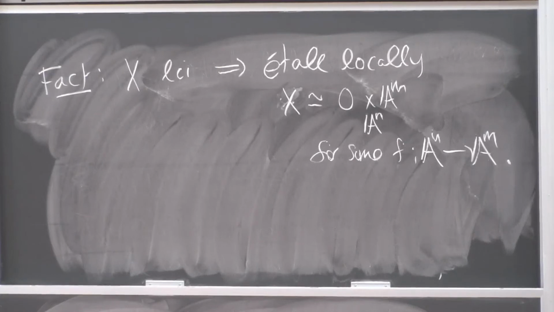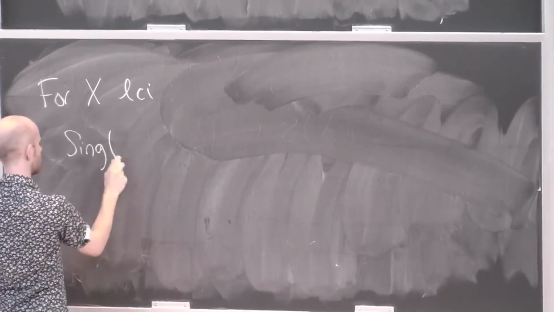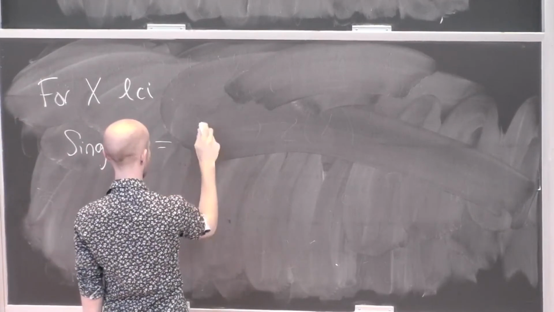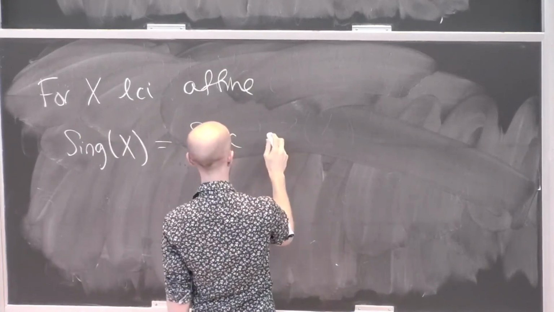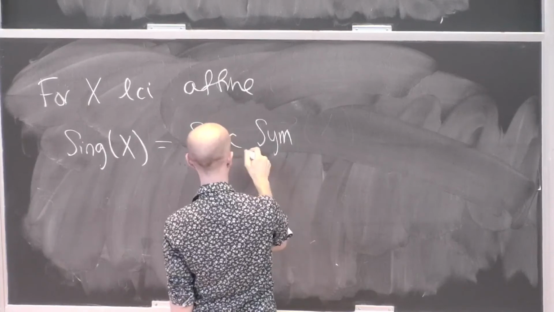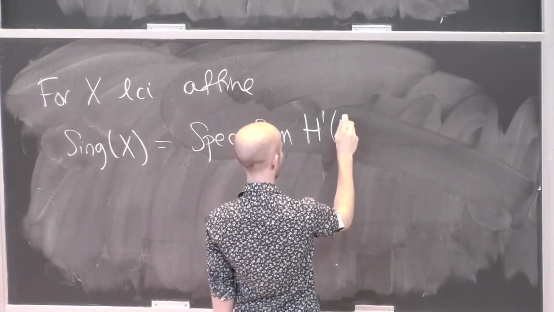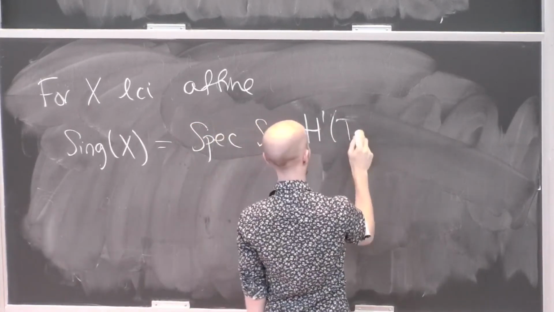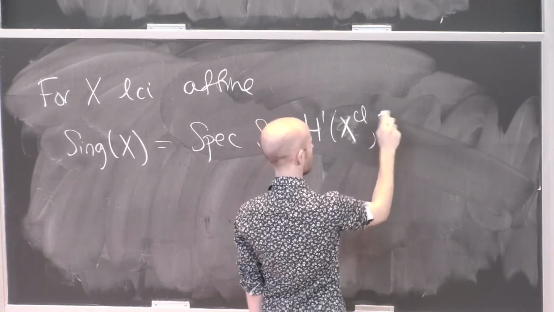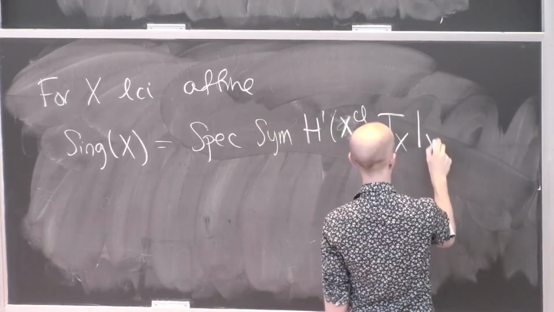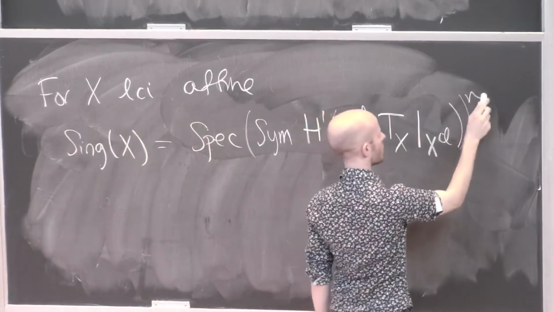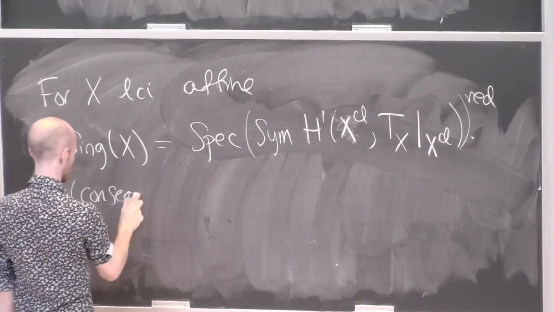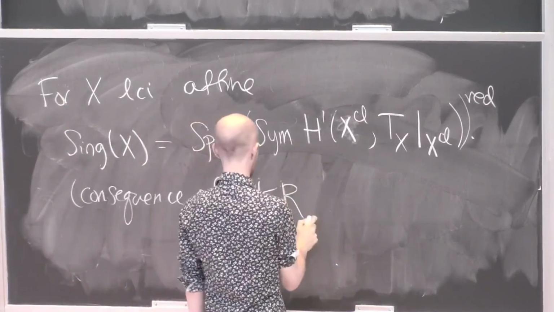Okay, so in this case, the space of singularities has a more concrete description. The space of singularities of X, so X LCI, and let me say affine, is going to be spec of the symmetric algebra on H1 of the tangent complex of X, restricted to X classical. And again, you should force this to be reduced. So this is a consequence of the HKR theorem, and it can also just be taken as a definition for us.